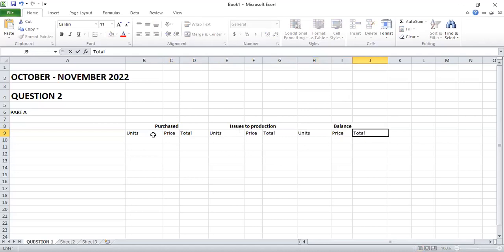Please note that whatever I'm doing is usually important if you are using the perpetual inventory system. So otherwise, if we're using the periodic inventory system, this was not going to be necessary. I will show you how we would have done it if we're applying the periodic inventory system.